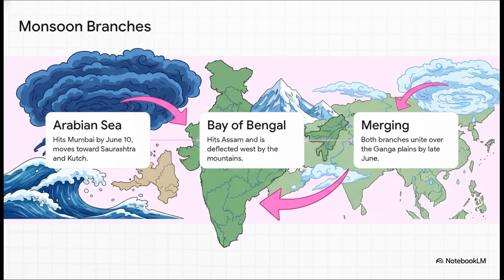Now, assuming it's a normal year, the advancing monsoon hits the southern tip of India and literally splits into two branches. Branch 1, the Arabian Sea branch, smashes into Mumbai around June 10th and pushes up towards Saurashtra and Kutch. Branch 2, the Bay of Bengal branch, sweeps up into Assam. But remember those relief features we talked about? The high mountains in the east block the clouds, deflecting this branch westward over the Ganga Plains. By late June, these two branches finally reunite over northern India, bringing massive, widespread rain.